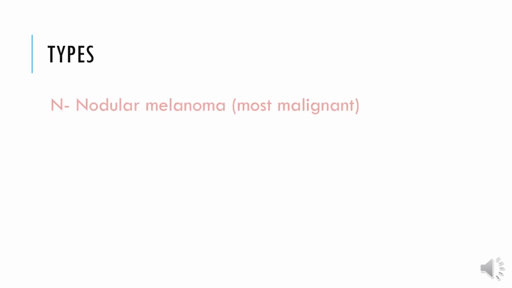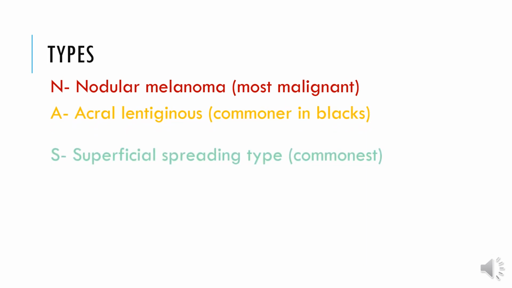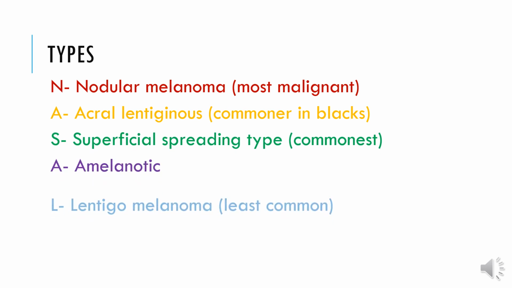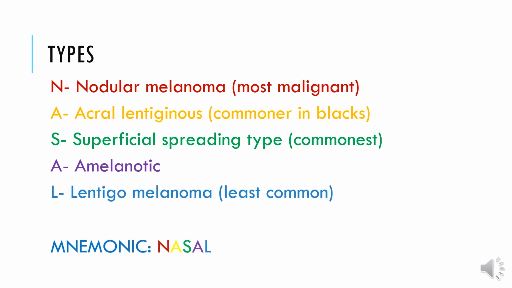So, important points to remember include types of melanoma, including nodular melanoma, acral lentiginous melanoma, superficial spreading type, amelanotic, and lentigo melanoma. Mnemonic again is NASAL. N stands for nodular melanoma, A for acral lentiginous, S for superficial spreading, A for amelanotic, L for lentigo melanoma.